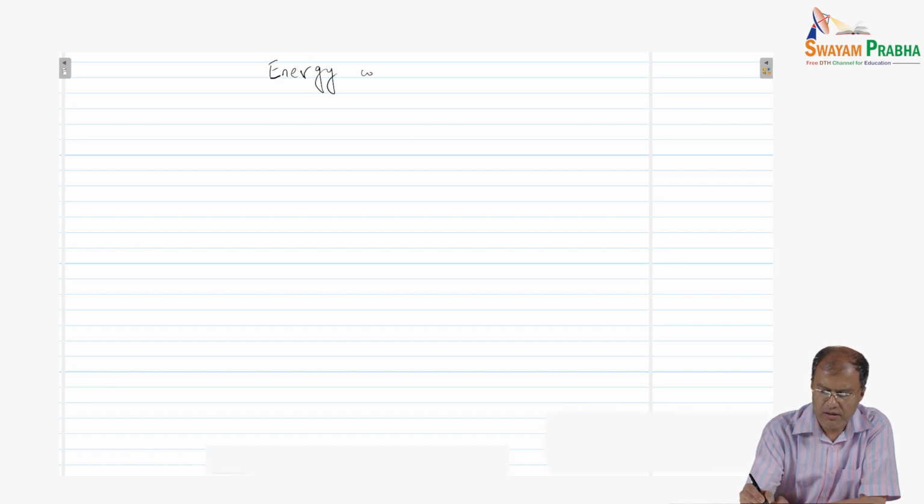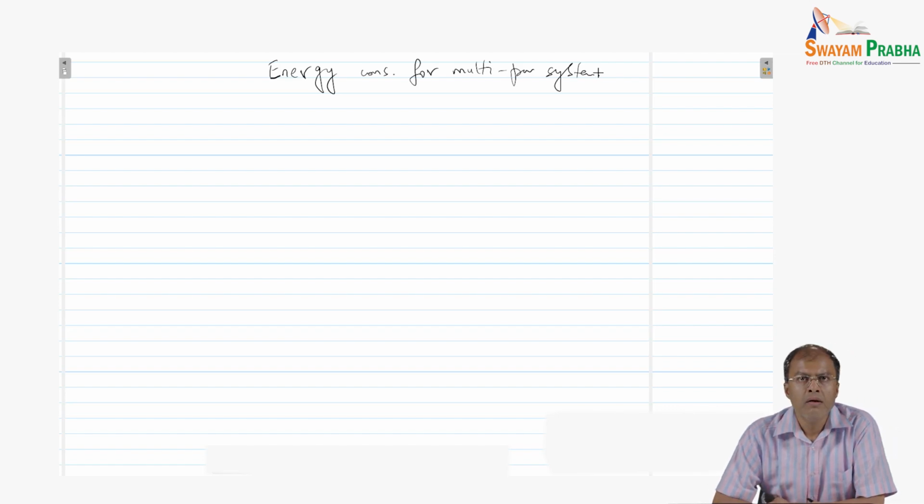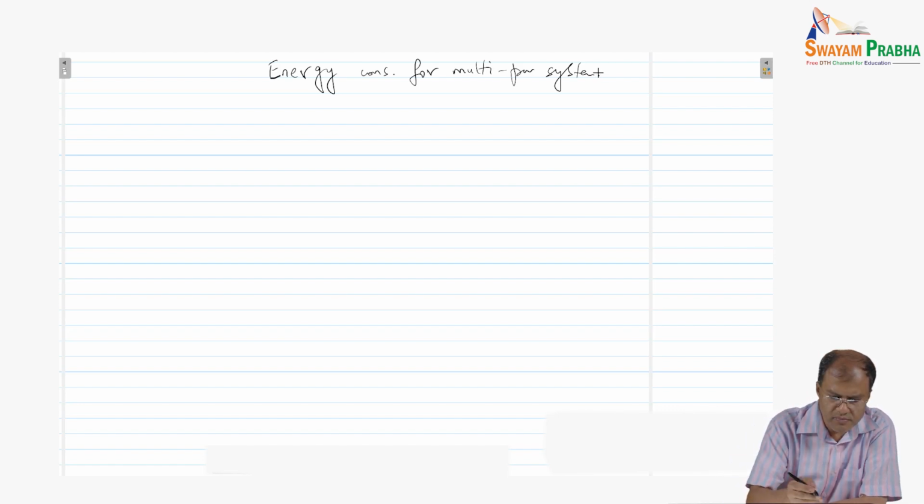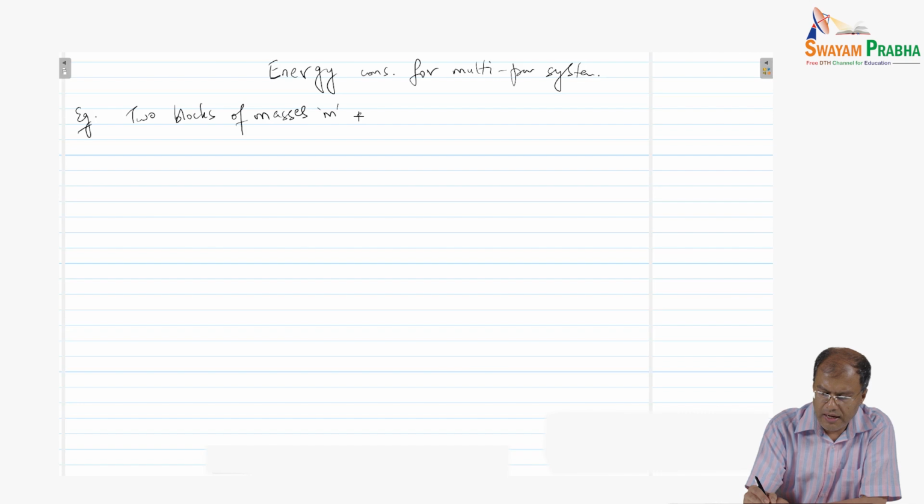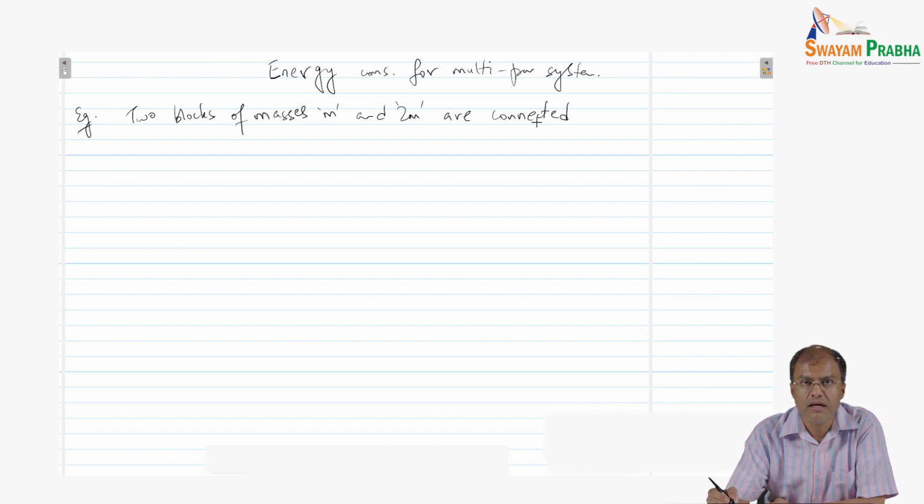energy conservation for multi-particle system. Okay, so the problem says we have two blocks of masses m and 2m which are connected. So let me write this statement and we'll draw the diagram to help us understand this problem.